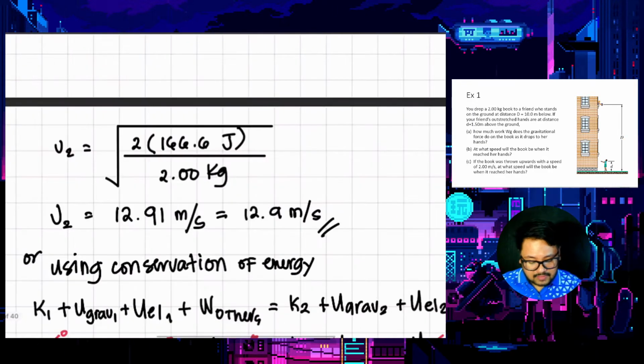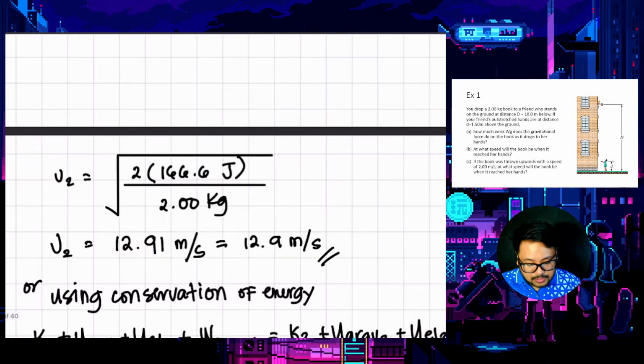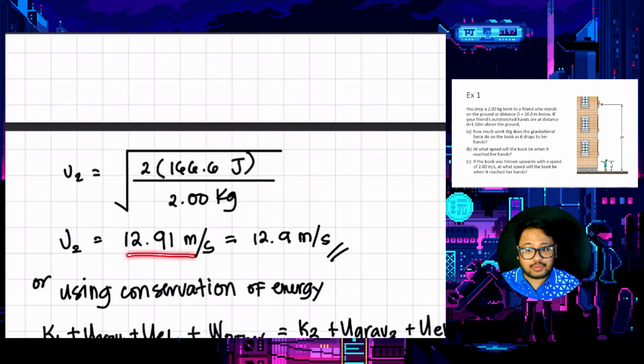So we now have this answer. That is now equal to 12.91 meters per second, or 12.9 meters per second. It will reach the hand of your friend at a speed of 12.9 meters per second.